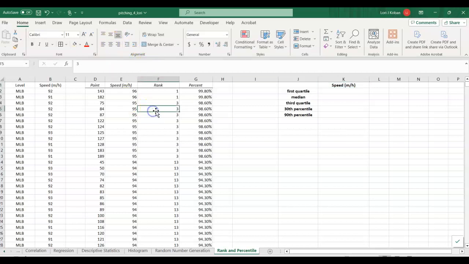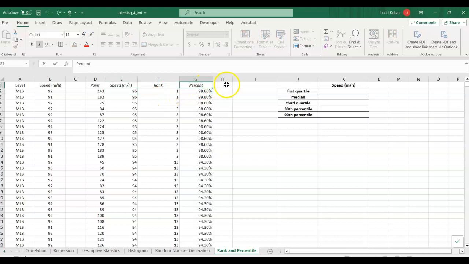Okay, so what this has is it gives the speed, so that the largest data points are 96. Those are data points 143 and 182. So if you went down to those rows correspondingly, and that's the highest value, so the rank is 1, and then it gives us a percent. This is actually a percentile.